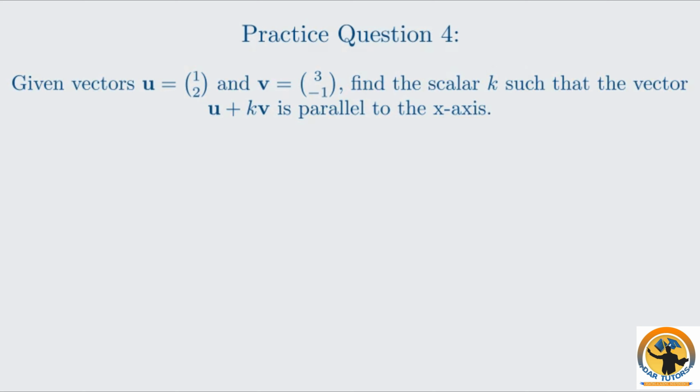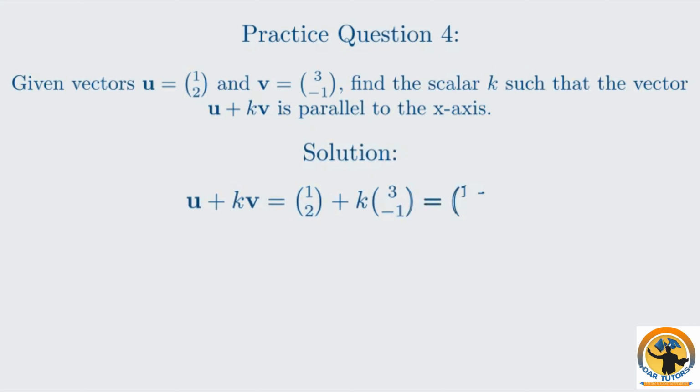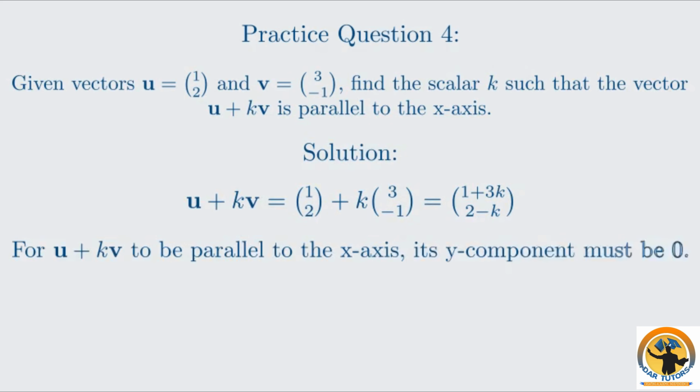A vector parallel to the x-axis has a y-component of 0. First, let's find the vector u plus kv. This is the vector (1 plus 3k, 2 minus k). For this vector to be parallel to the x-axis, its y-component must be 0, so we set 2 minus k equal to 0. Solving for k, we find that k equals 2.